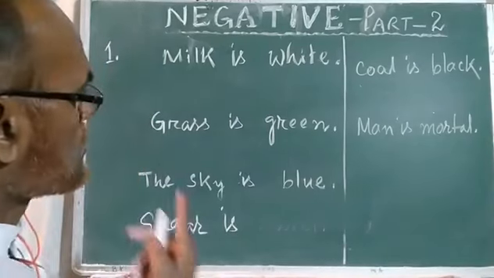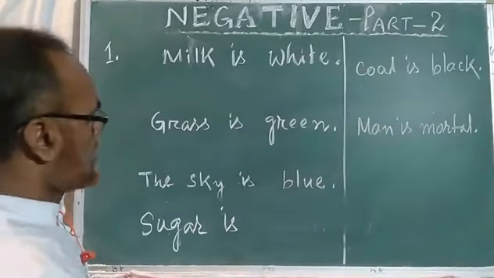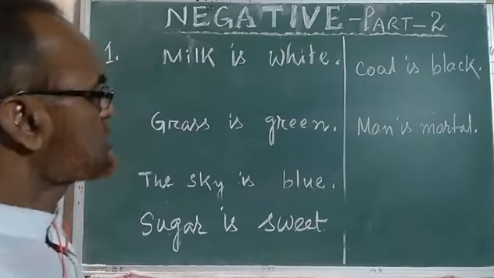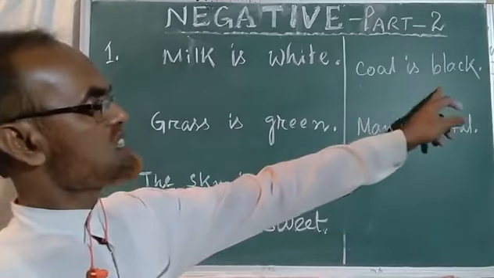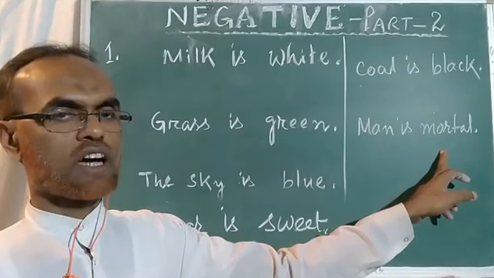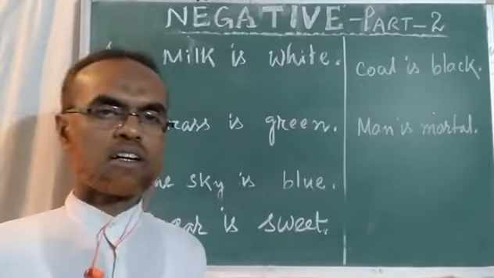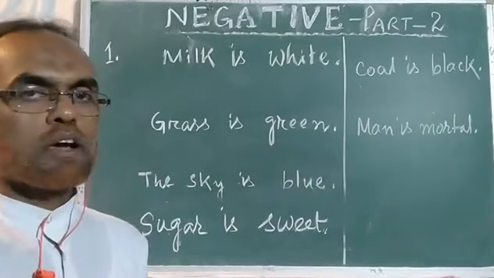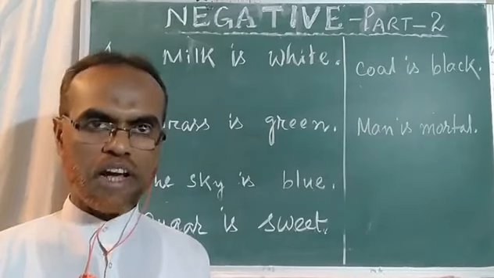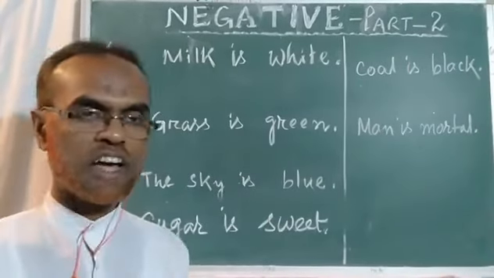Like milk is white, grass is green, sky is blue, sugar is sweet, coal is black, man is mortal. I have written some of the universal truth sentences. Now I will discuss how can we make this universal truth sentence into negative. How can we make universal truth sentence negative?